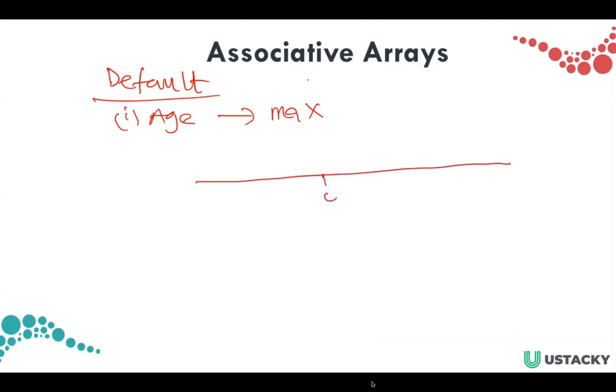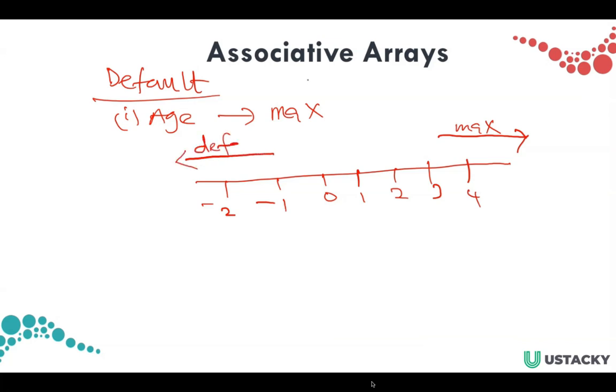In this case, the first one is age. We have to find the maximum. So all you have to do is to draw a straight line like this. Assuming this is 0, this is 1, 2, 3, 4, and it continues like this. And this is minus 1, minus 2, the negative side. You have to find the maximum value. The maximum value always points towards this direction. The default has to be directly opposite the maximum value. So the default will be pointing towards this direction.